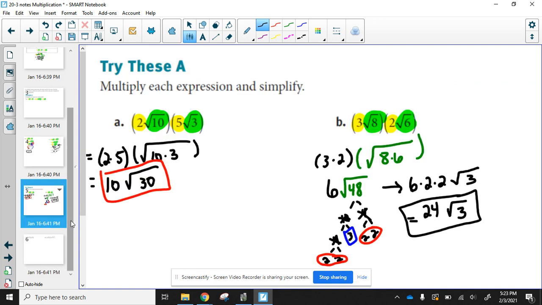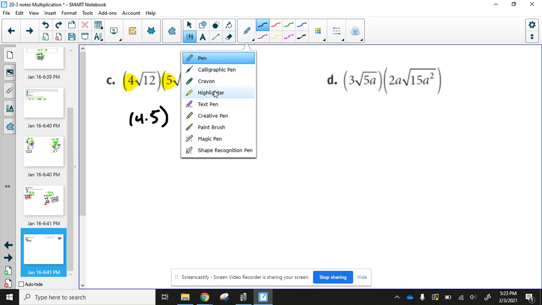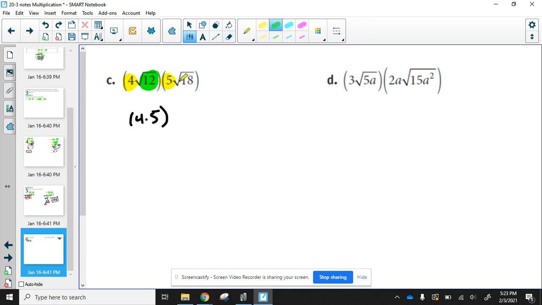Okay. So then we can do one more. We're not going to do D because I do not believe you're going to be seeing that on your quiz. These are larger numbers. That's okay. I'll have to use a calculator too. So we have, again, our coefficients 4 and 5. So we're going to have 4 times 5. And then lastly, our square root. So root 12 times root 18. Root 12 times 18.